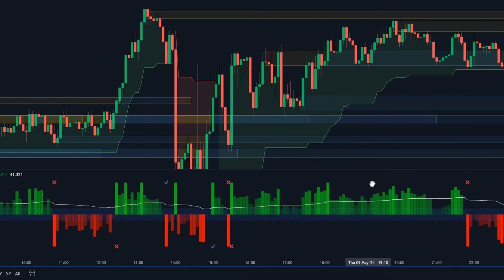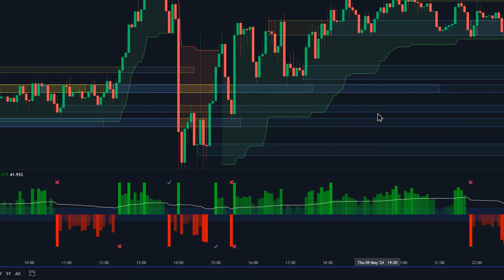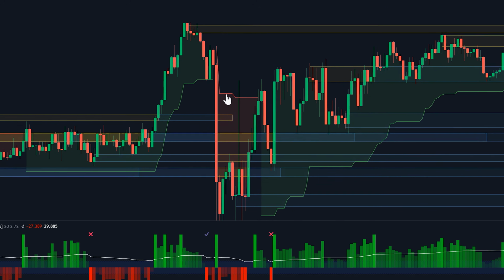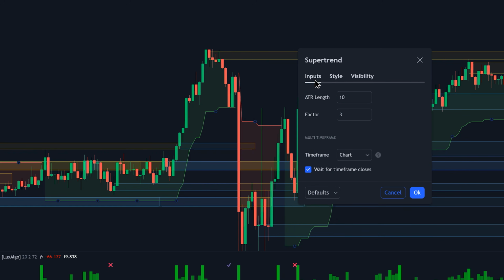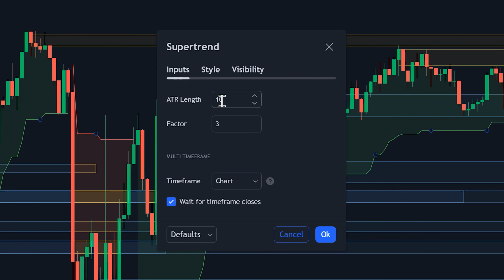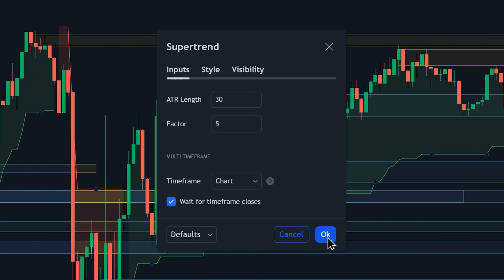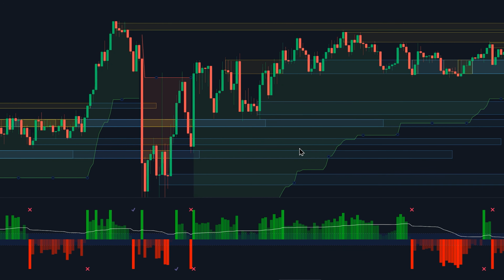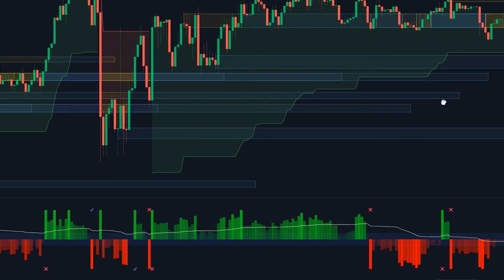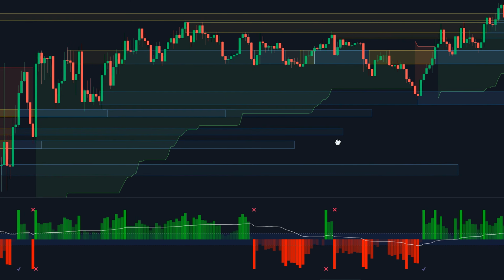for short positions. Next, we also want to change the settings for the SuperTrend indicator. On the Inputs tab, you want to change the ATR length to 30, the factor to 5. After that, click OK. So, how do we use these 3 indicators we have here to take our initial strategy from losing to profitable? Well, I'm going to tell you.